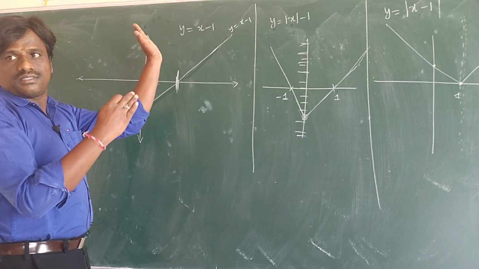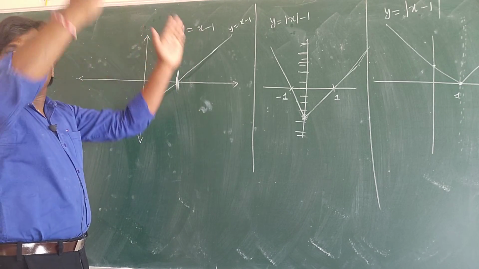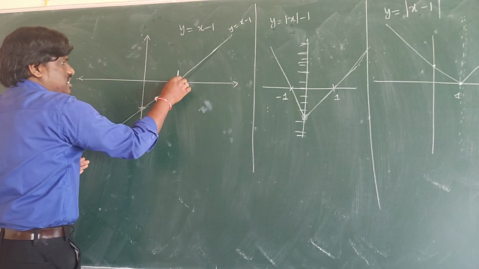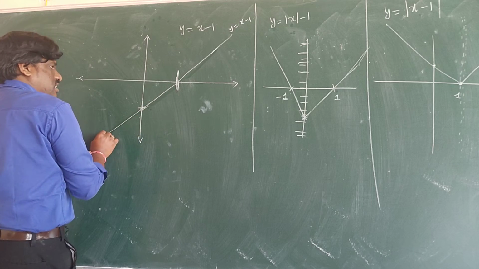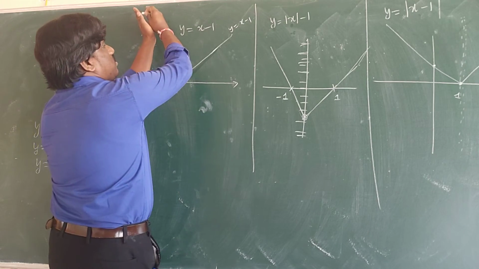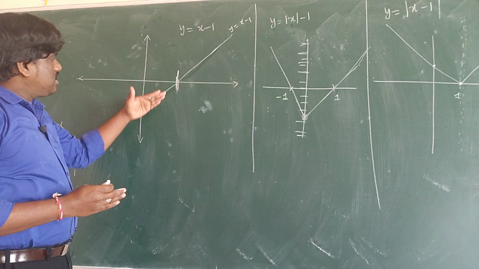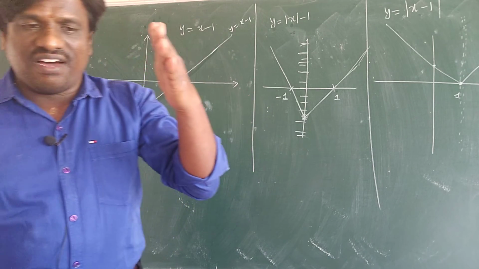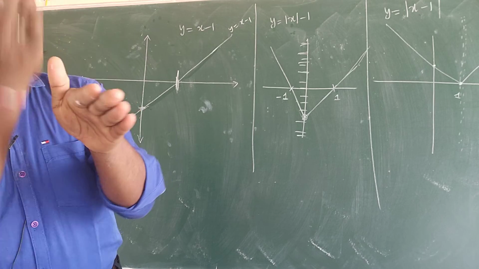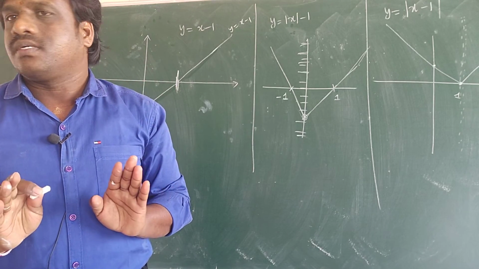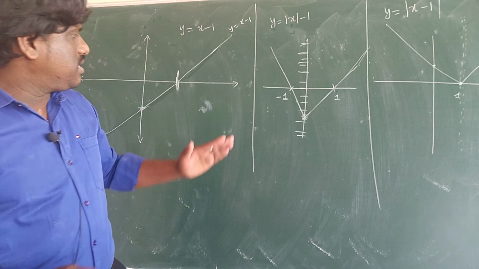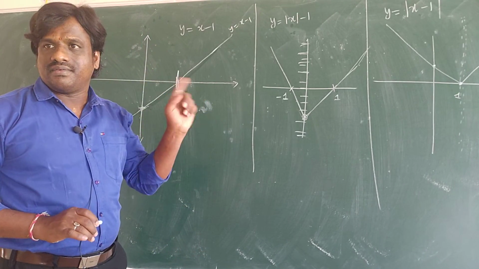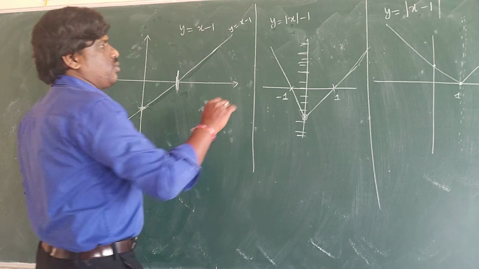on the y-axis. Whenever I keep the modulus of the whole function, the part of the original graph that is negative is reflecting up. It means when you keep the modulus, the graph that was down will jump up. That will be jump up. Understood that graph?